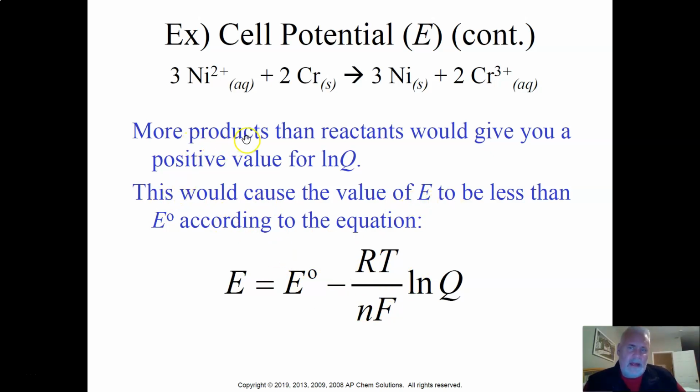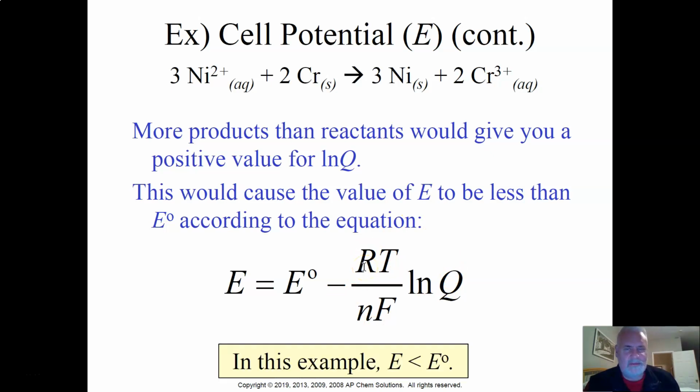So if you look at it, more products than reactants would give you a positive value for the natural log of Q. And if this is positive, that's going to make E0 smaller, and E would be less than E0 according to the Nernst equation. So if you were going to justify this and get that extra point on the AP exam, this Nernst equation would be a valid, perfect answer, and honestly for me this one's actually a little bit easier to visualize, and E would be less than E0.